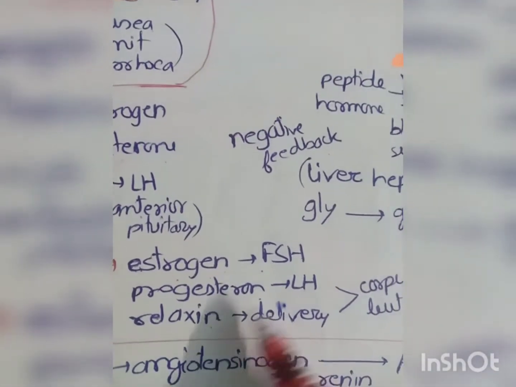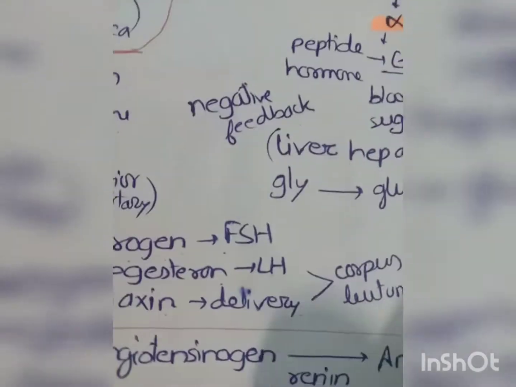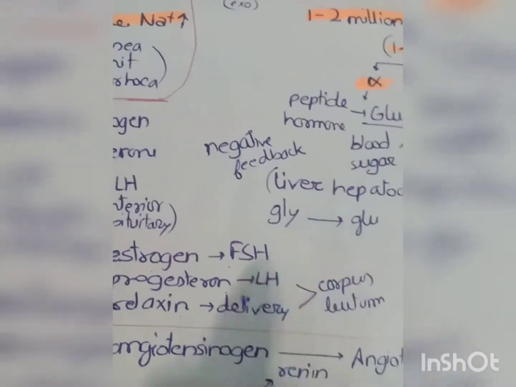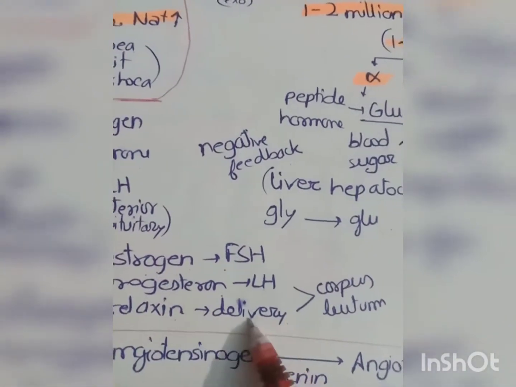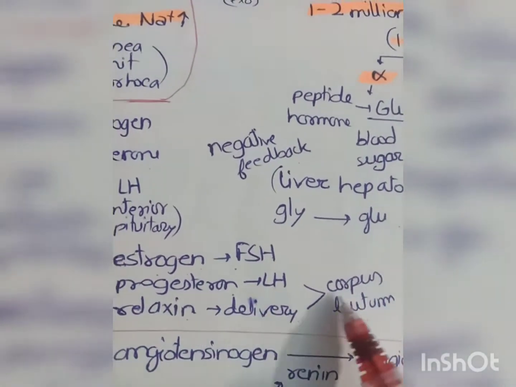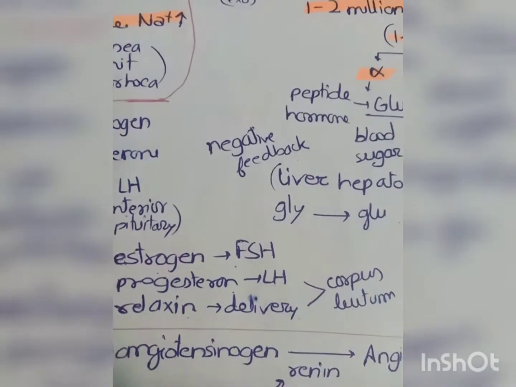Now, relaxin is secreted during delivery. It is responsible for the relaxation of the muscles, which helps in the delivery of the baby. Now, these both hormones, LH and relaxin, are secreted by the corpus luteum.